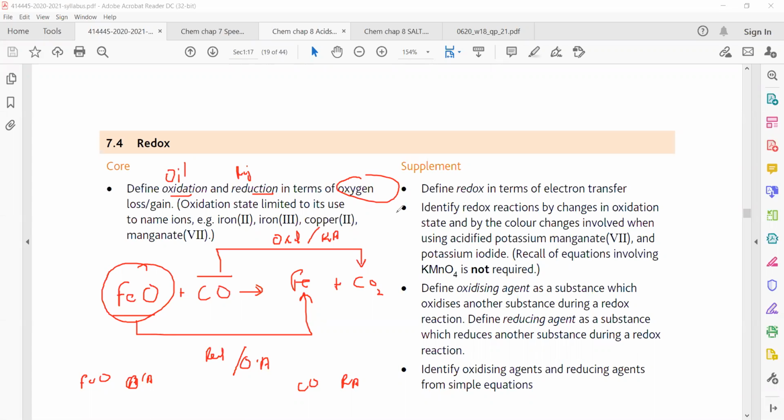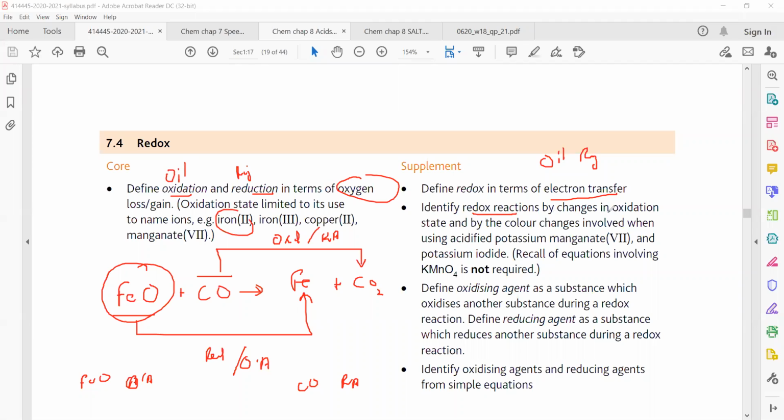Then oxidation state, which uses the name of the element with a number, like iron 2, iron 3. These are the oxidation states. So define redox in terms of electron transfer. OIL RIG: oxidation is loss of electrons and reduction is gain of electrons.